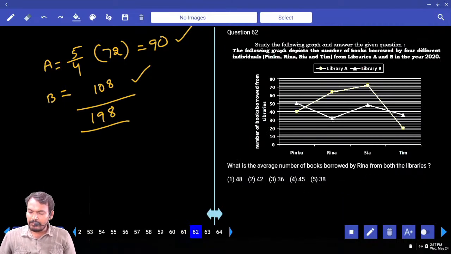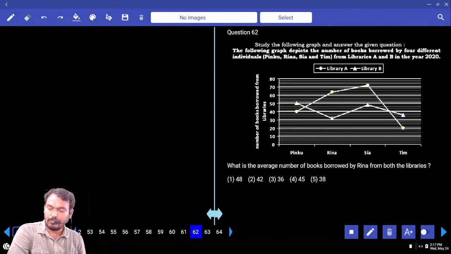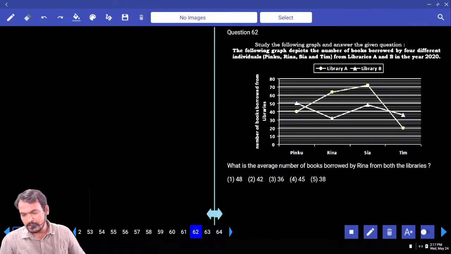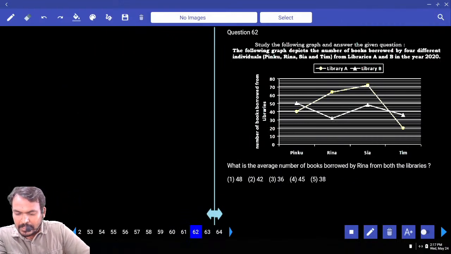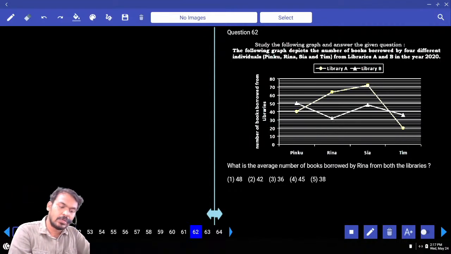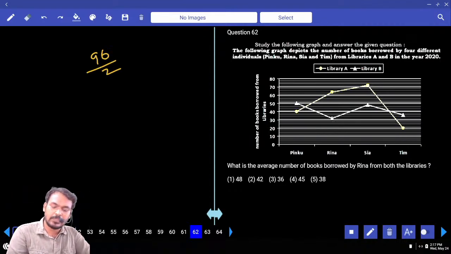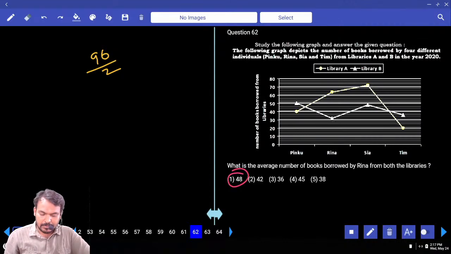62. What is the average number of books borrowed by Reena from both the libraries? Together is how much? One is 32, another one 64. Total 96. Average means 48.